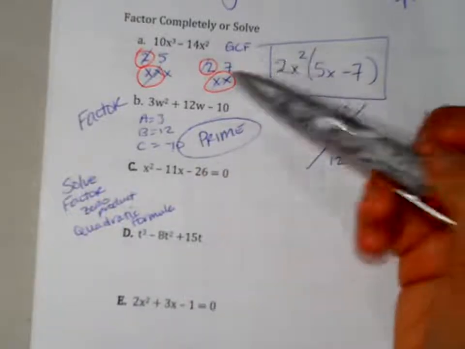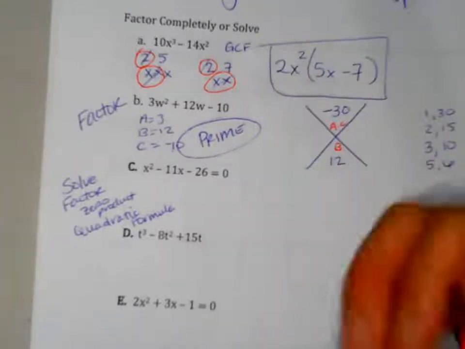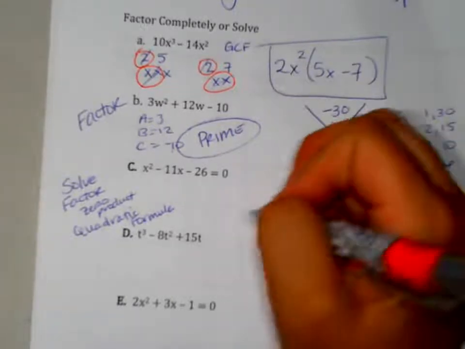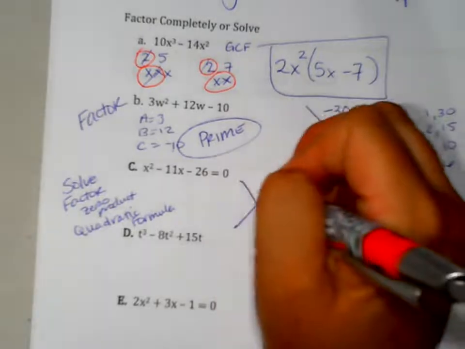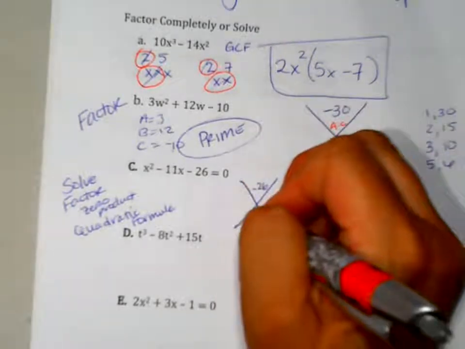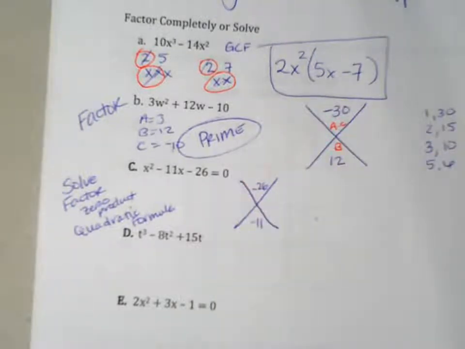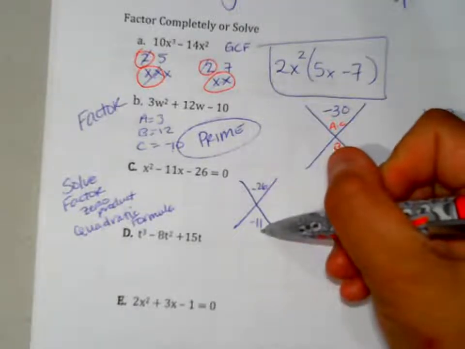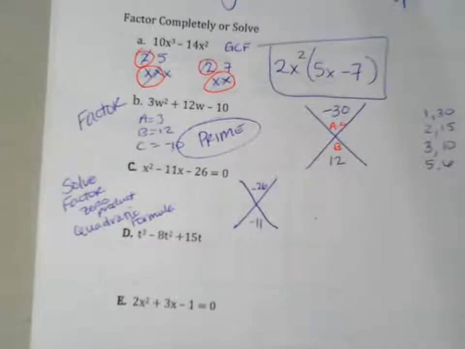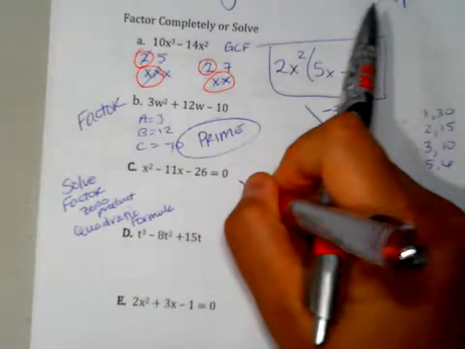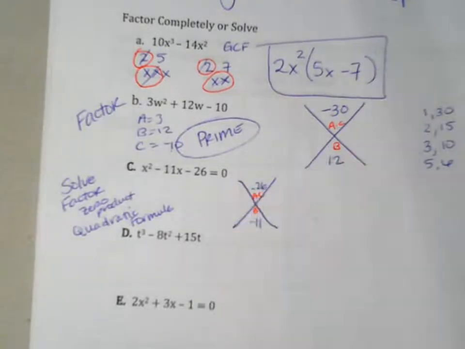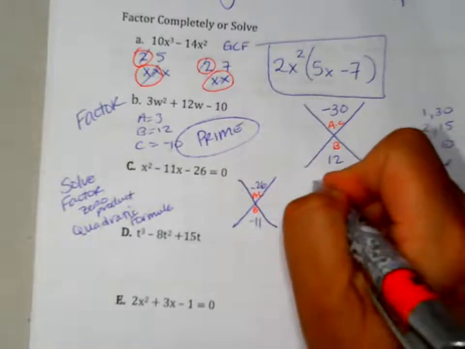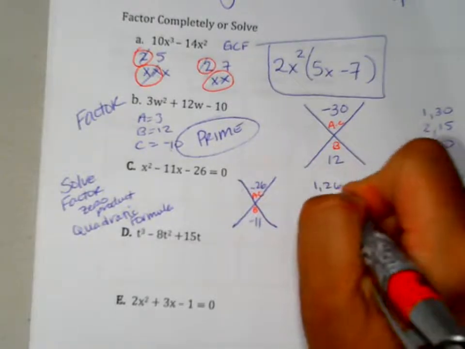Because I'm not telling you that you have to use the quadratic formula, I would always try and factor first. If you're decent at factoring, I would try and factor first. So I've got negative 26 on top, negative 11 on the bottom. Remember, it's A times C on top and B on the bottom. And then my factors of 26 are 1 and 26, 2 and 13.